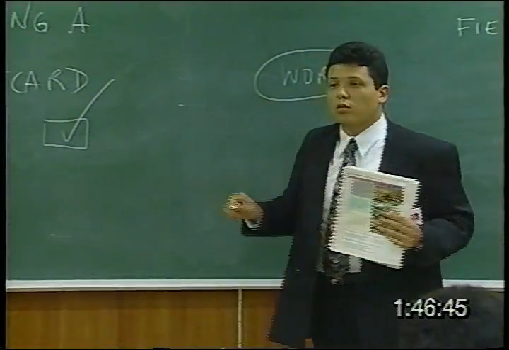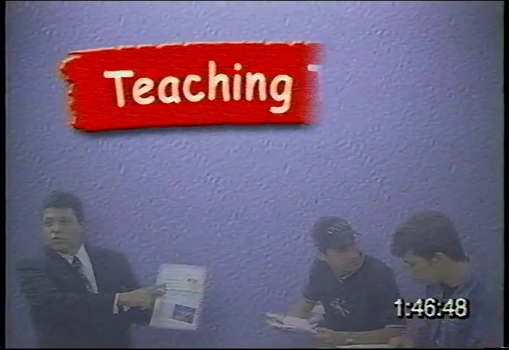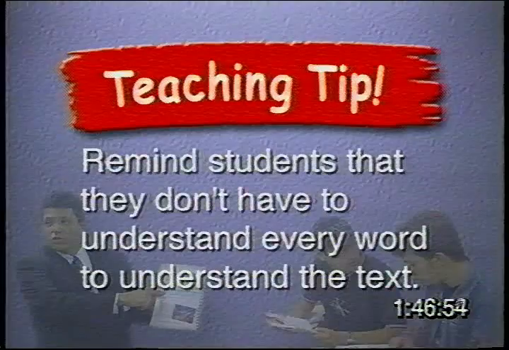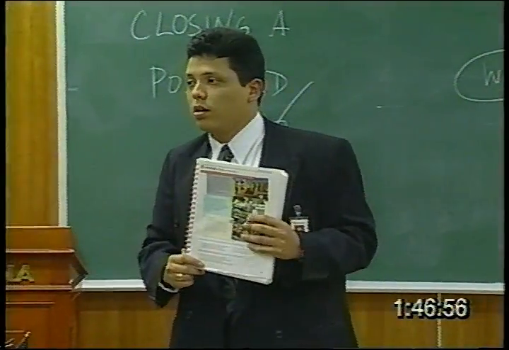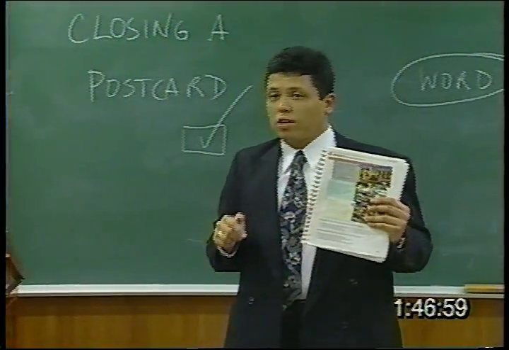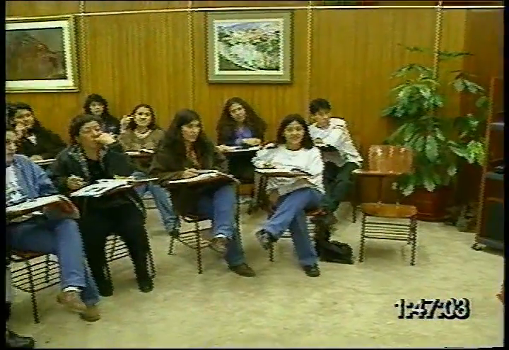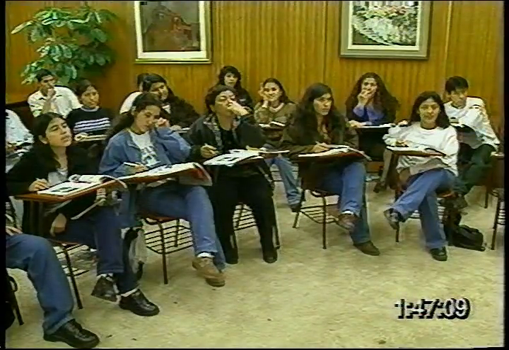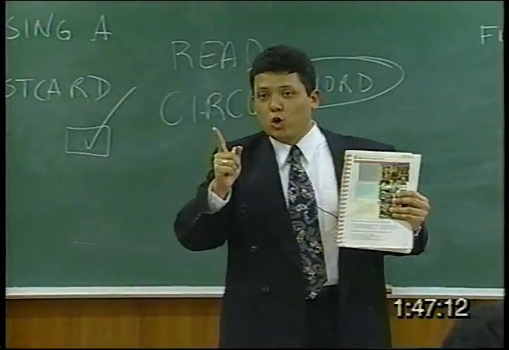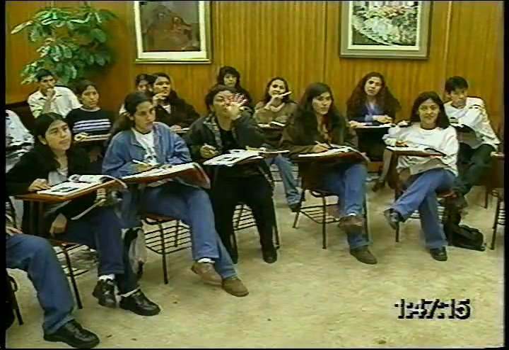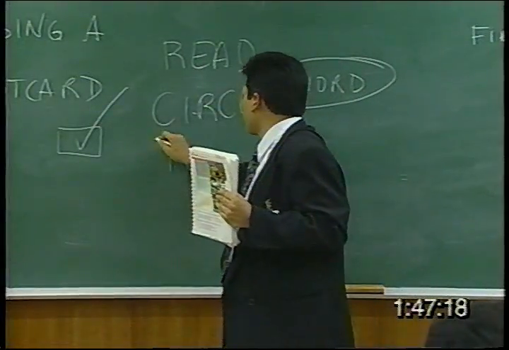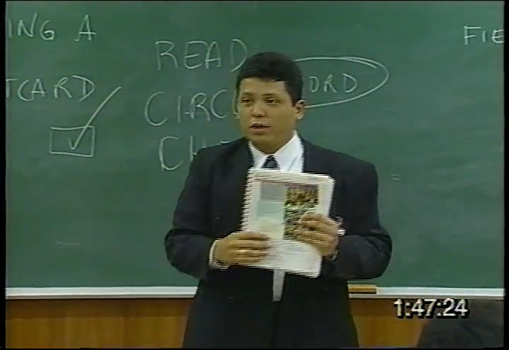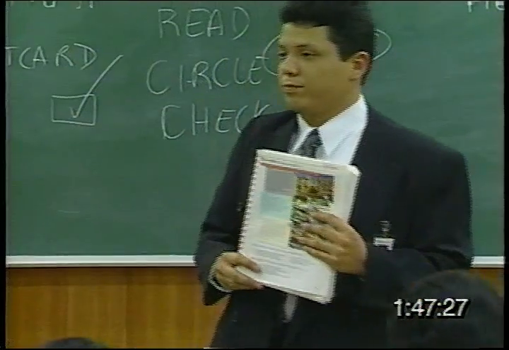Circle the word if you don't understand it. Remind students that they don't have to understand every word to understand the text. You don't have to understand every word, remember that. You circle any words you don't understand. And finally, you check the statements that are true. If the statements are false, what do you write? Nothing. If the statement is false, you write nothing. Okay? Good. Why don't you read that now, please, and do part A.